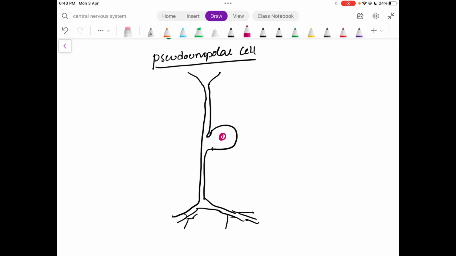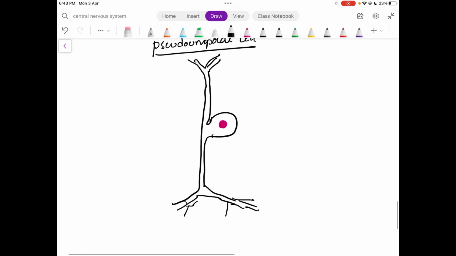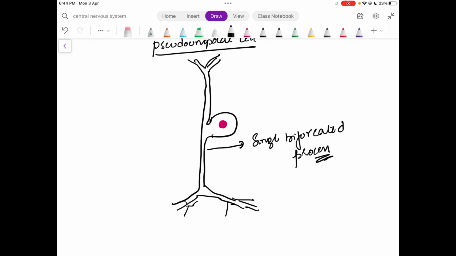So this is a cell body, and this is a single bifurcated process, and this single bifurcated process is divided into two parts.